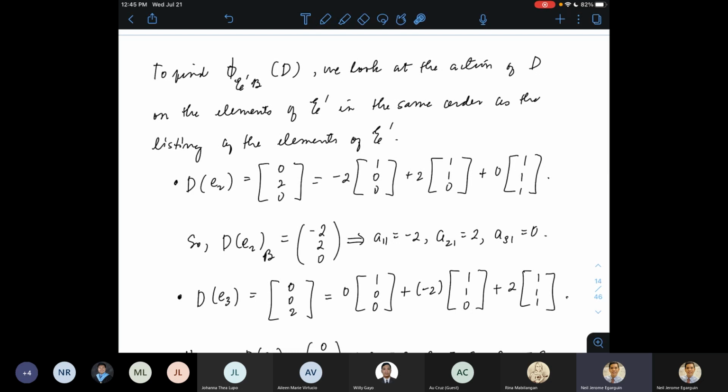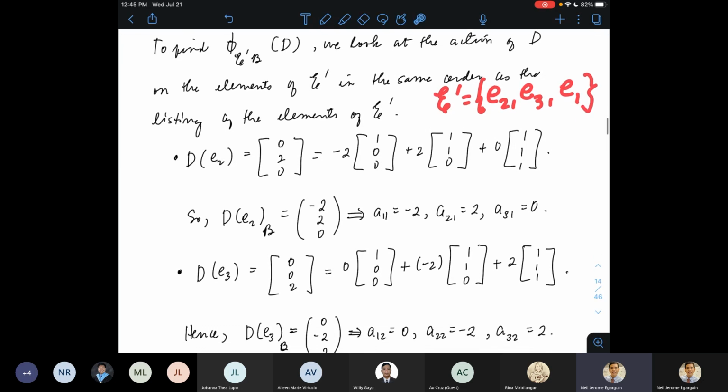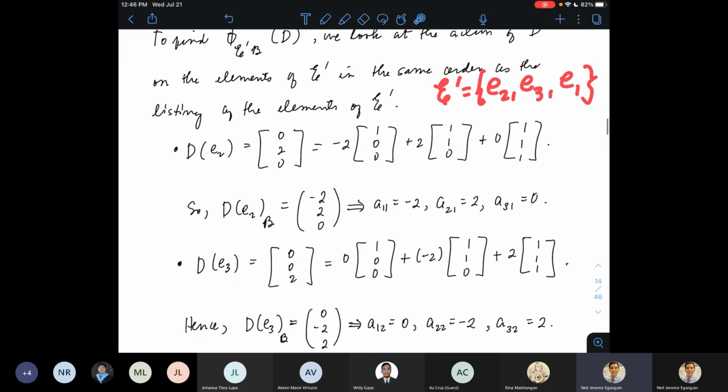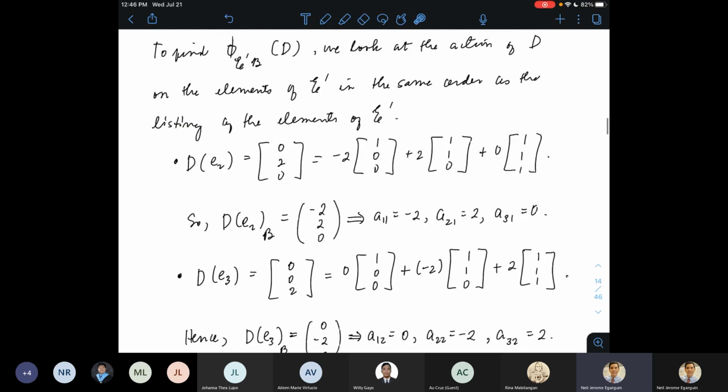Okay? Again, remember that E prime is just a reordering of the canonical basis. It's E2, E3, and E1, right? So unahin ko tingnan paano nag-work yung canonical base, yung doubling operator kay E2, right? That's what I did here. I guess we did it before in example 50.